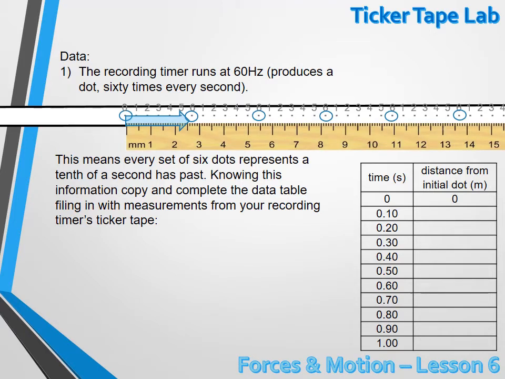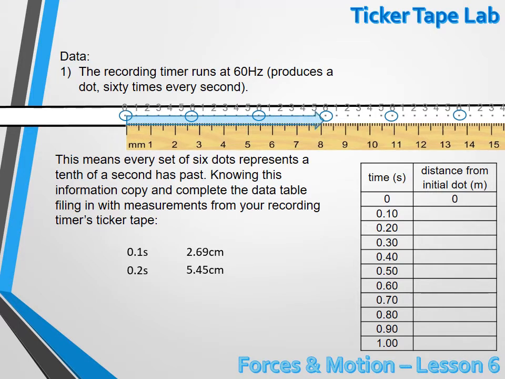And I see that at 0.1 second, I covered 2.69 centimeters. It looks like it's not quite at 0.7 yet. It's between 0.6 and 0.7, but very close to 7, so I went with 2.69. Then I'm going to measure from 0 to the second dot. So at 0.2 seconds, it wound up being right between 5.4 and 5.5, so I wrote 5.45.